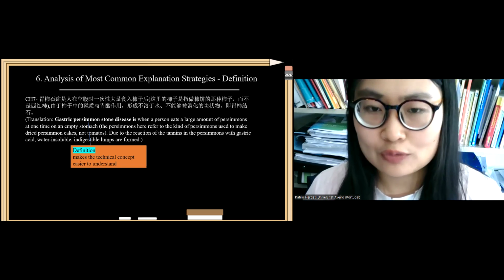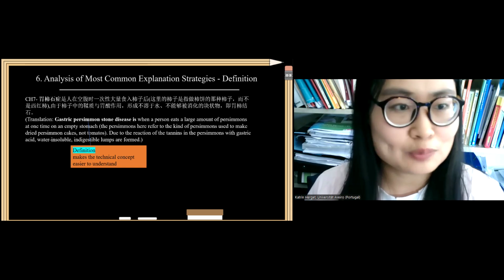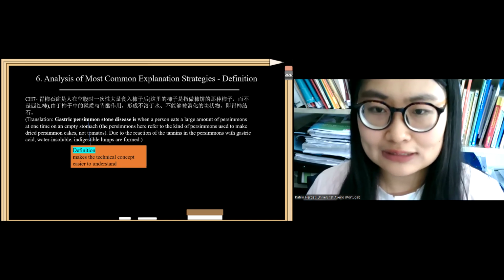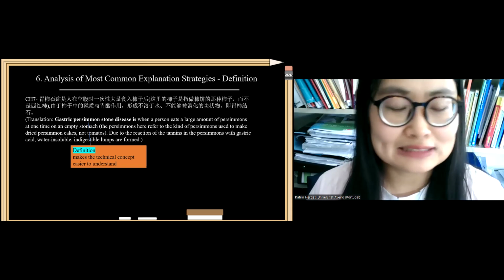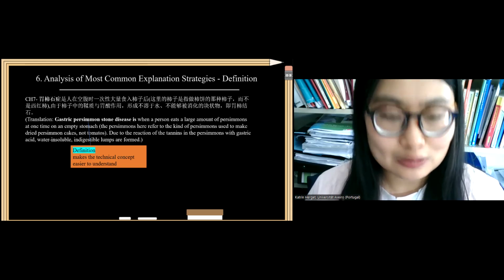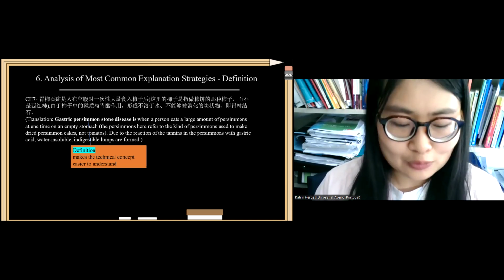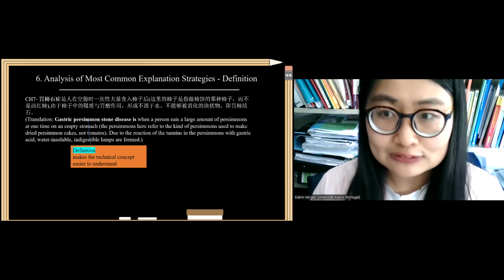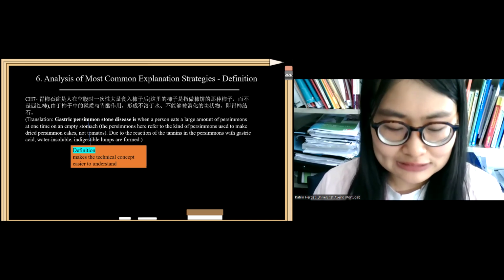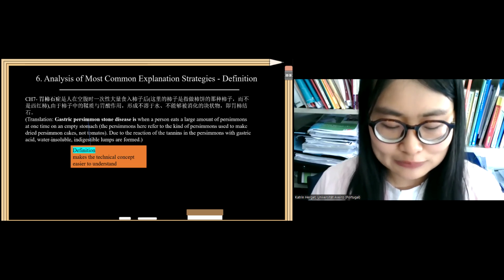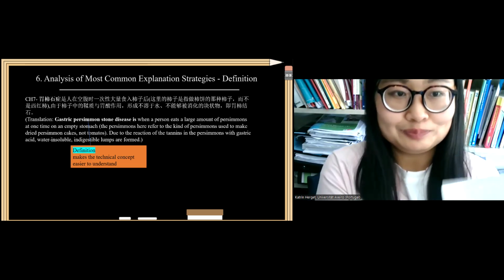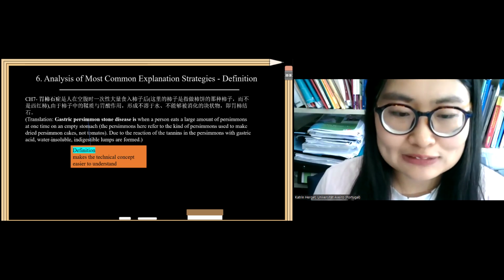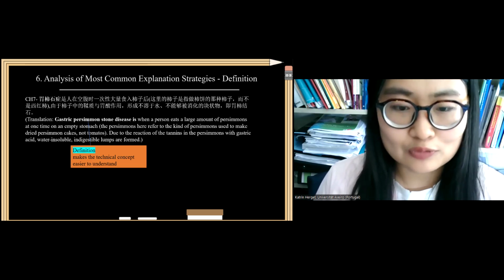The persimmons here refer to the kind of persimmons used to make dried persimmon cakes, not tomatoes. Due to the reaction of the tannins in the persimmons with gastric acid, water-insoluble, ingestible lumps are formed. This example provides a step-by-step breakdown of gastric persimmon stone disease. Firstly, it explains the cause of the disease, eating large quantities of persimmons on an empty stomach. It clarifies that persimmons can be used to make persimmon cakes, not tomatoes, to avoid confusion.